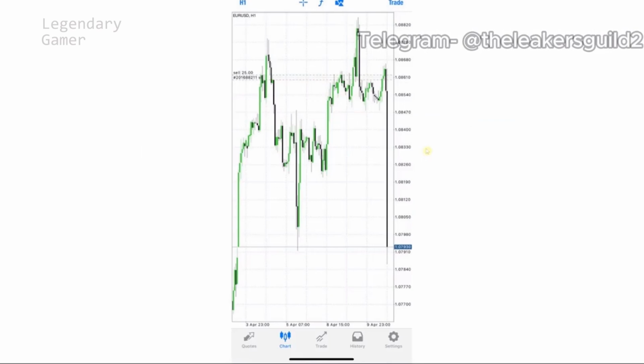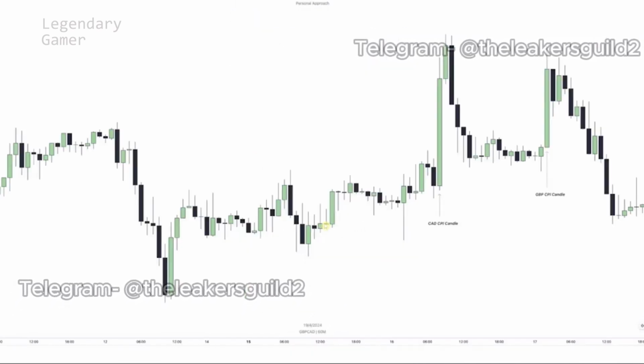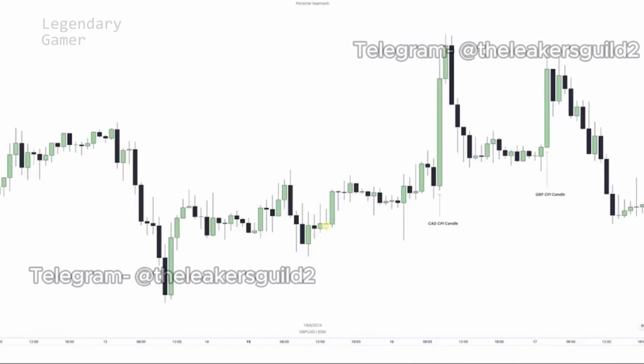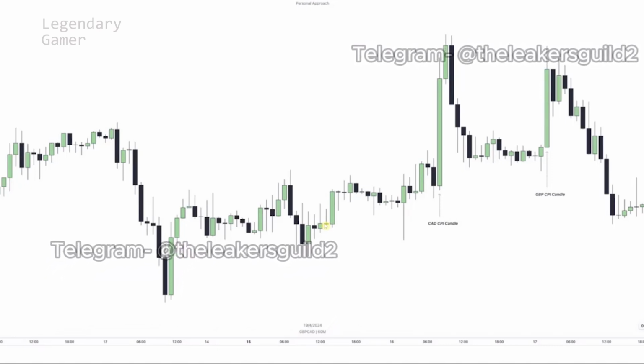So over here we've got an execution as well that the MMXM trader took, and we can see that CPI candle delivering massively. So we're gonna go over a few more CPI examples, because the double purge happens before those CPI releases, and we're gonna go over how that looks.